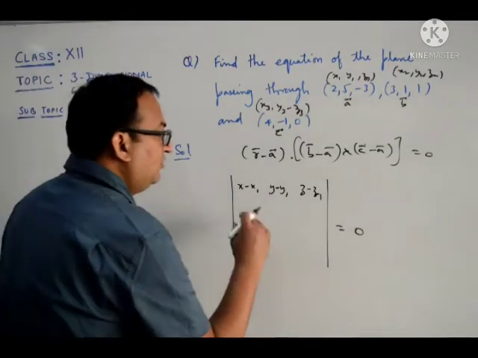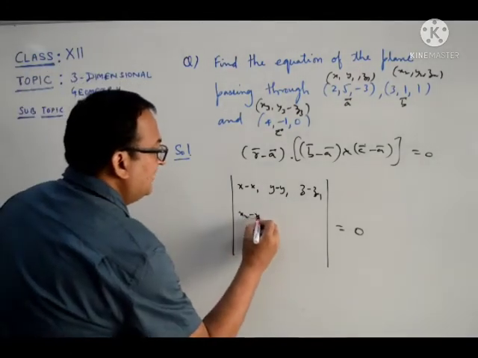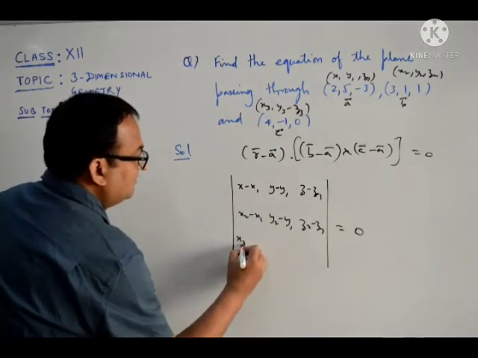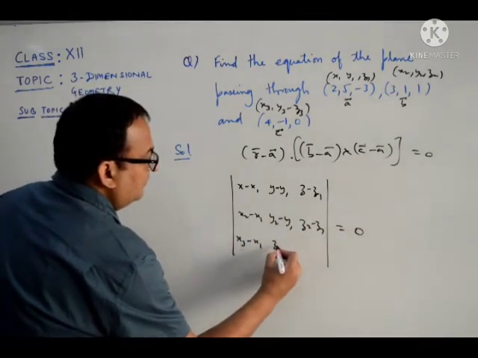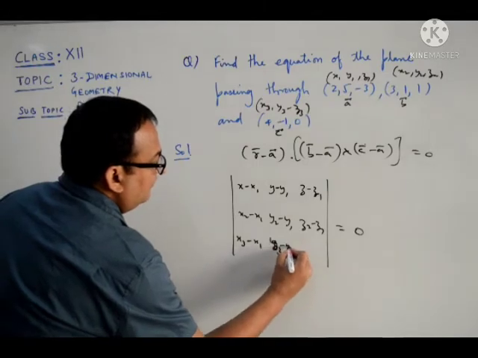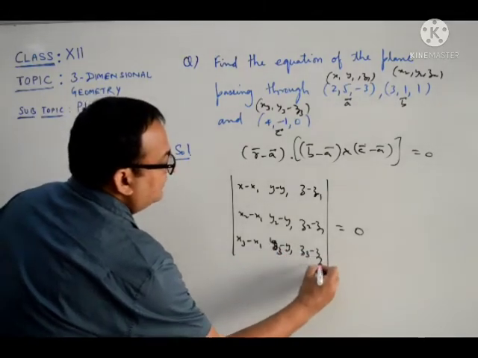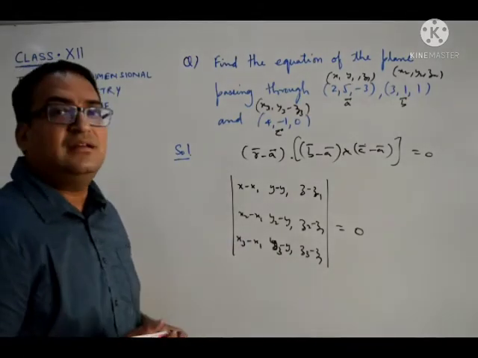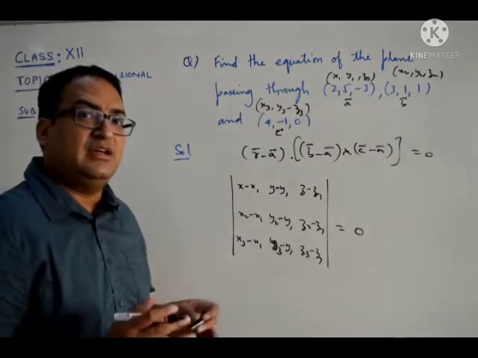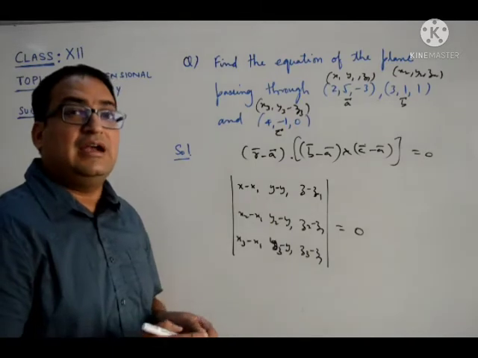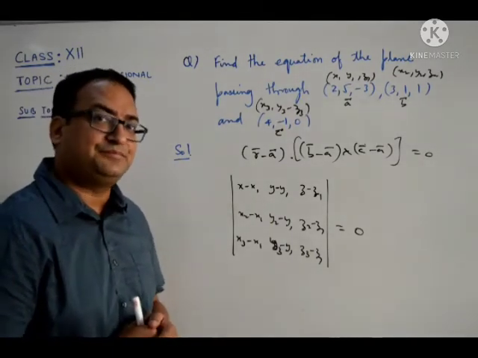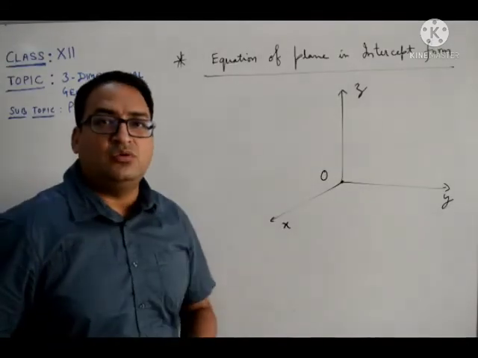So this determinant you have to memorize: x2 minus x1, y2 minus y1, z2 minus z1, then x3 minus x1, y3 minus y1 and z3 minus z1. So either use the vector form or the Cartesian form to find the required equation of plane. A very straightforward, direct question, and an important one also. It is often asked in your board exam. So moving on to the next topic.